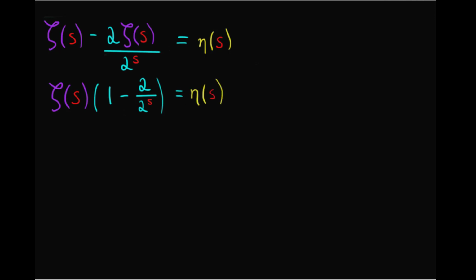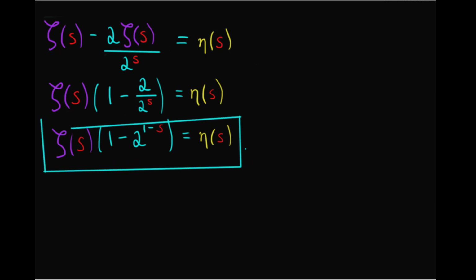eta of s. Now on the left-hand side of that equation, I have a 2 in the numerator and the denominator, so I can just write it as zeta of s times, open parenthesis, 1 minus 2 to the 1 minus s, close parenthesis, equals eta of s. And that's the most succinct form of this result, so I'll just put a box around it.